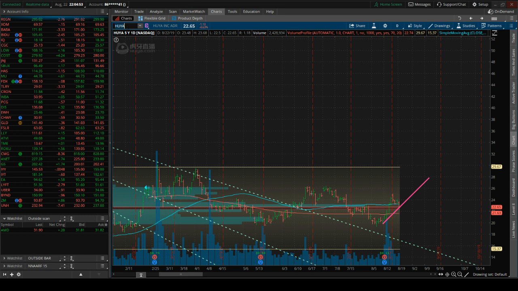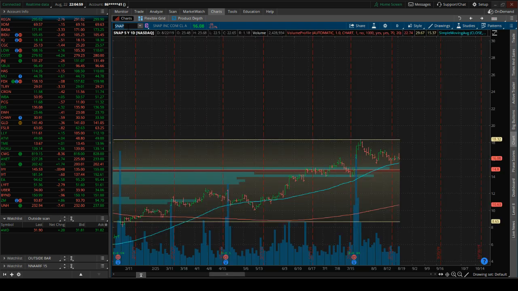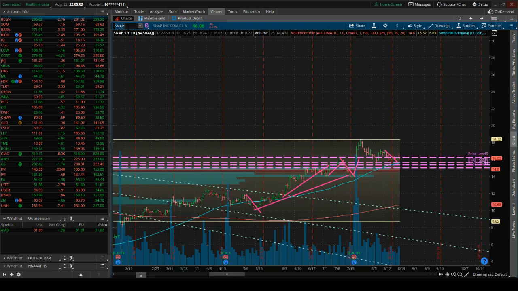Snap. So everybody loves some Snap, but I don't see it breaking out of anywhere. It's got to get over 18 at least. It's got to get over 20. Right now, it's just a $15 stock, right? So I still find this one difficult to trade.